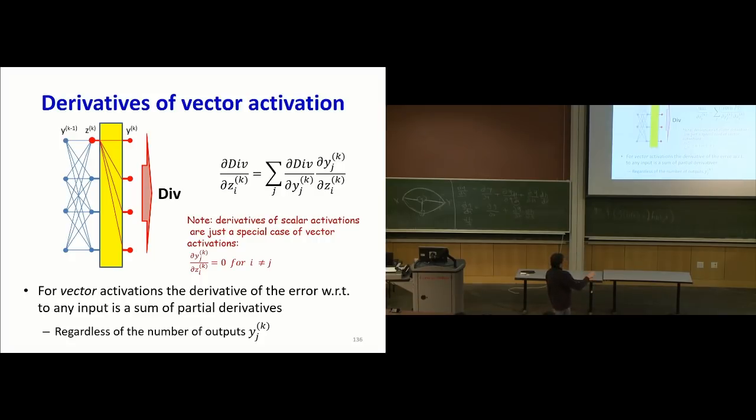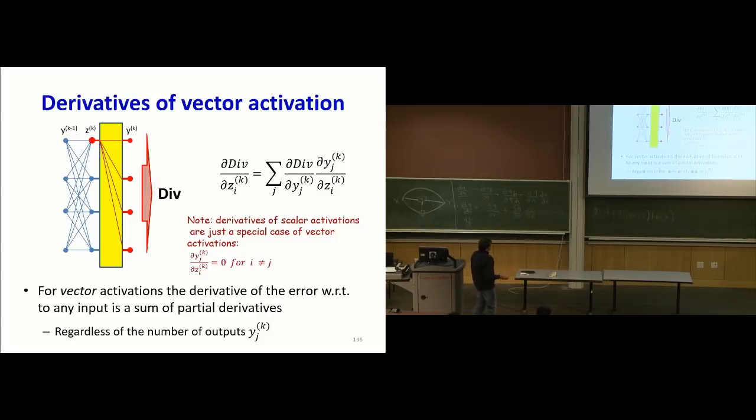So which means it's going to be the derivative of the divergence with respect to this y times this partial derivative, plus the derivative of the divergence with respect to this y times this derivative, plus the derivative of the divergence with respect to this y times this derivative, and so on. You're going to have to sum over all of them, which gives you these nice vector equations, right?